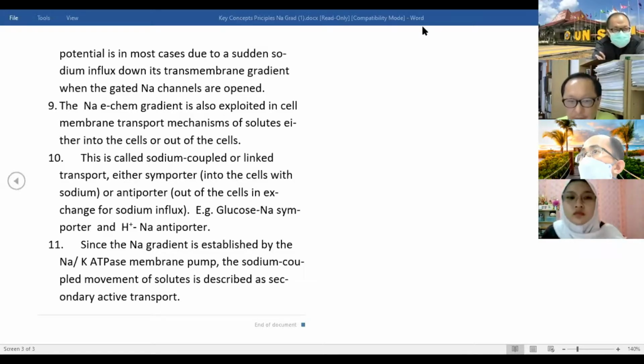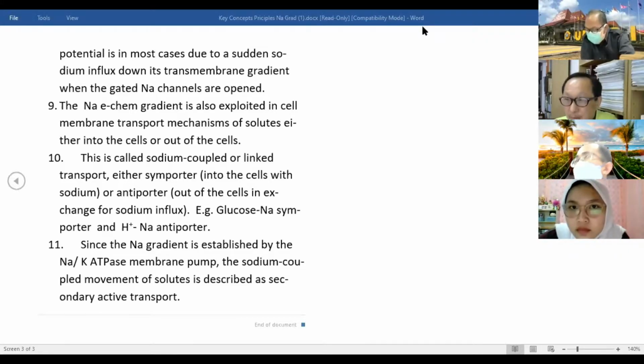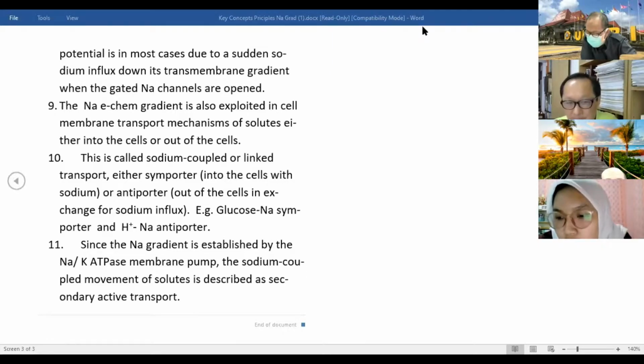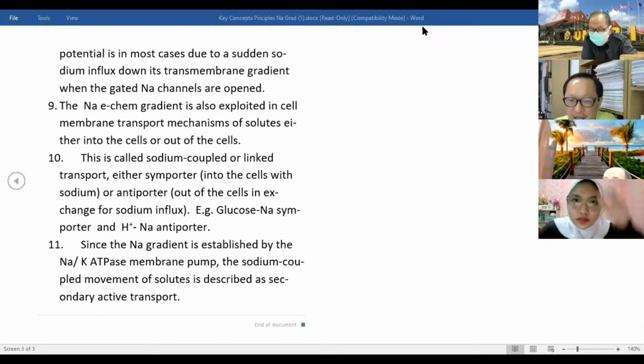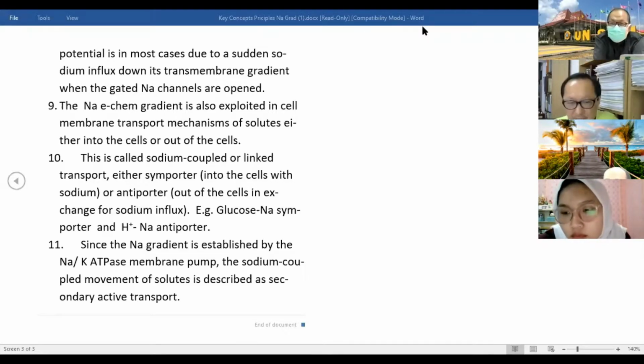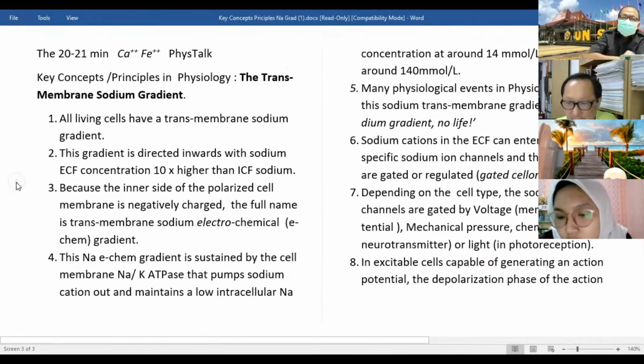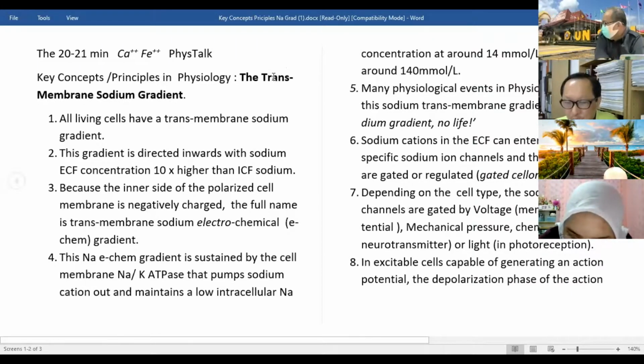And the last point, just to give you some terminology: this sodium electrochemical gradient is established by the sodium potassium ATPase pump we mentioned earlier. So this pump is called a primary active transporter. And since the sodium gradient that brings in or takes out solute is linked to this primary active pump, the sodium coupled or sodium linked transport is sometimes called secondary active transport. Okay, so these are the 11 points based on the sodium electrochemical gradient, and I hope that especially for the first years, as you move on in your physiology program, you will remember this tagline: no sodium gradient, no life. Thank you very much.